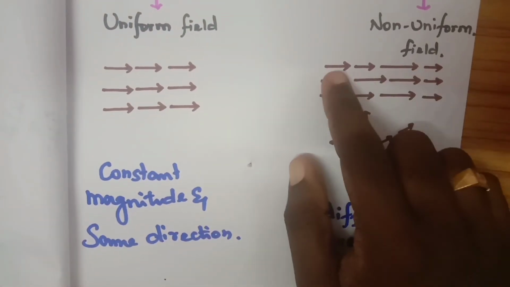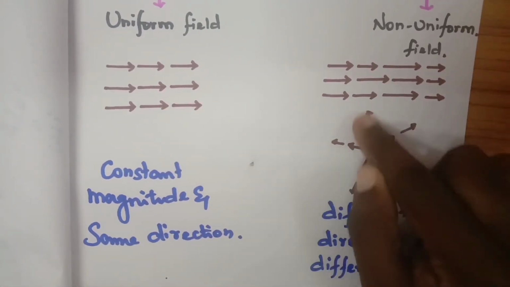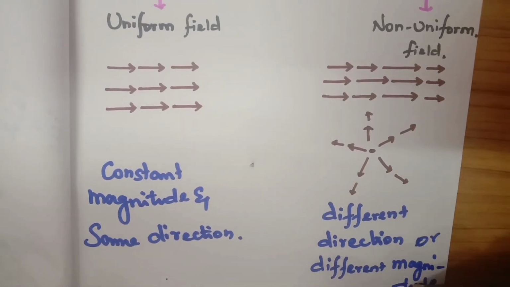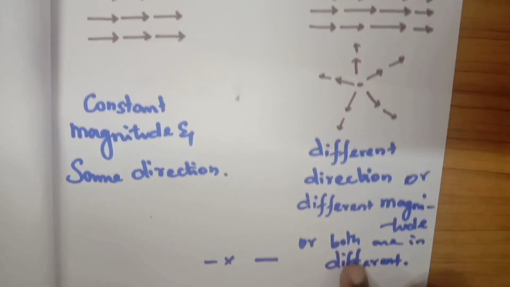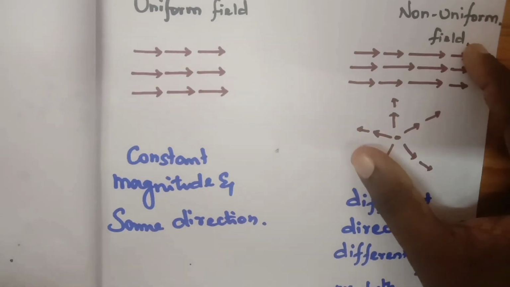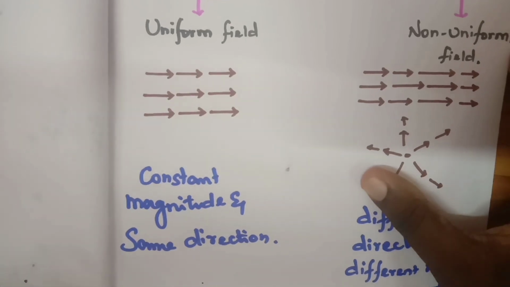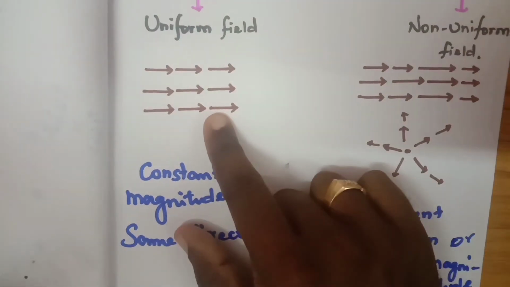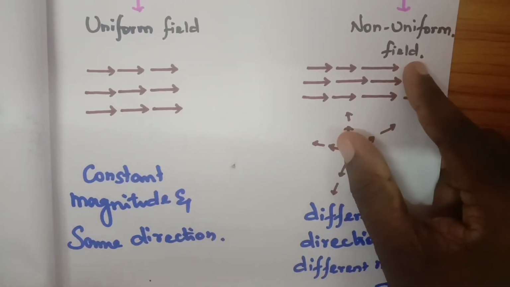Non-uniform electric field means it has different magnitudes and points in different directions. Whether it is different in direction, or different in magnitude, or both are different, they come under the category of non-uniform electric field. Based on the magnitude and the direction, it will be decided whether it is a uniform or non-uniform electric field. If the magnitude is the same and the direction is the same, it comes under uniform electric field. If both are different or any one is different, it comes under non-uniform electric field.